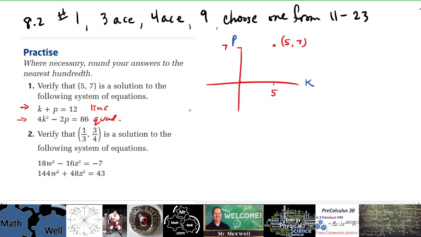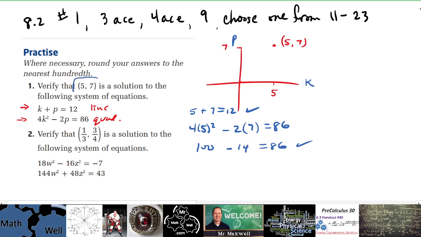So let's try K is 5 plus P is 7 equals 12. That checks out. And over here, if K is 5, it would be 4 times 5 squared minus 2 times P, which would be 7, equals 86. So this is 4 times 25 is 100, minus 14 is 86, and that appears to be true. So it appears that (5, 7) is a solution to the system of equations, just by plugging those numbers in.